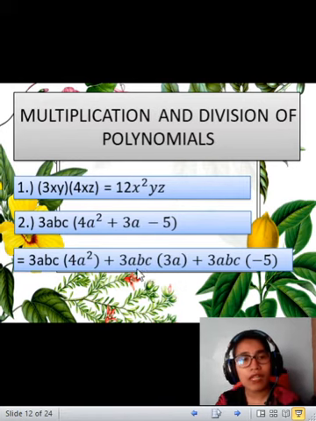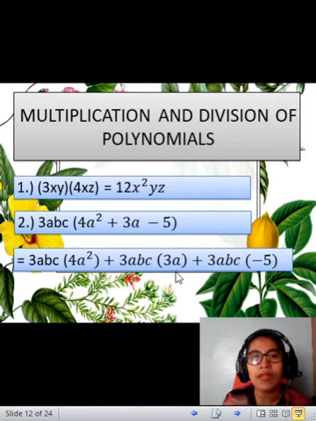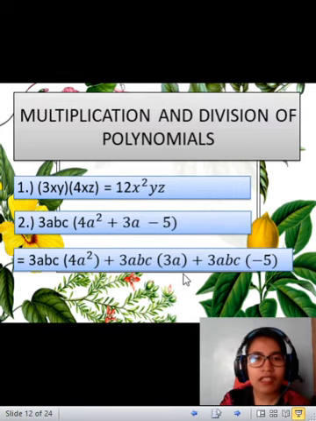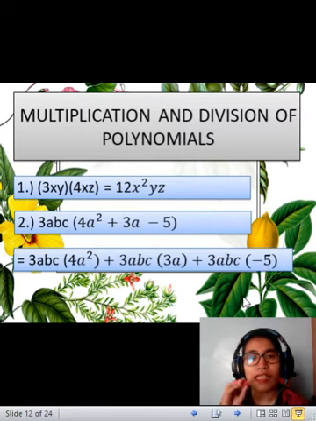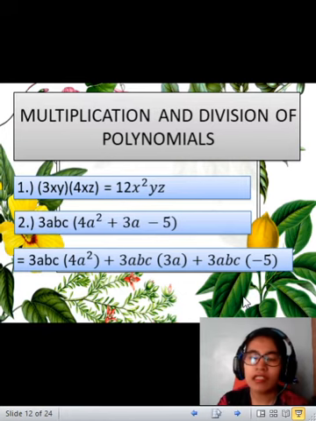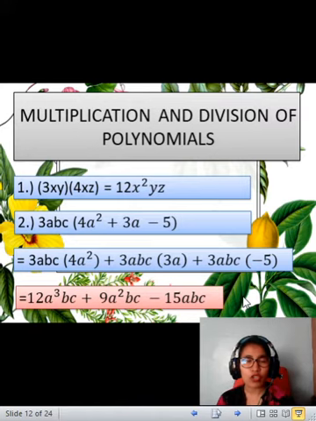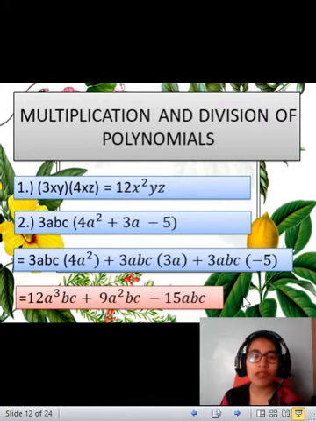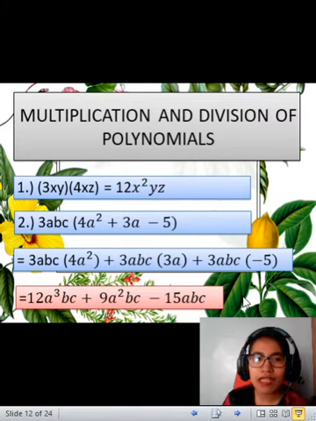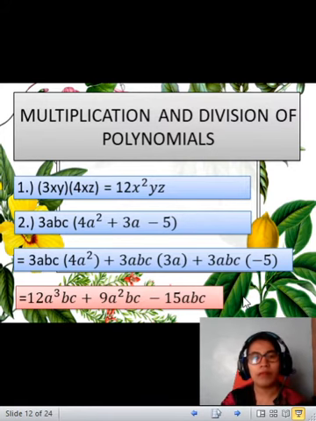Then we have 3 times 3 is 9. Then you have 2a to be multiplied. So you have a squared: 9a squared bc. Next, I have positive and negative, so that will be negative 15abc. And this is how it looks. So our final answer is 12a cubed bc plus 9a squared bc minus 15abc.